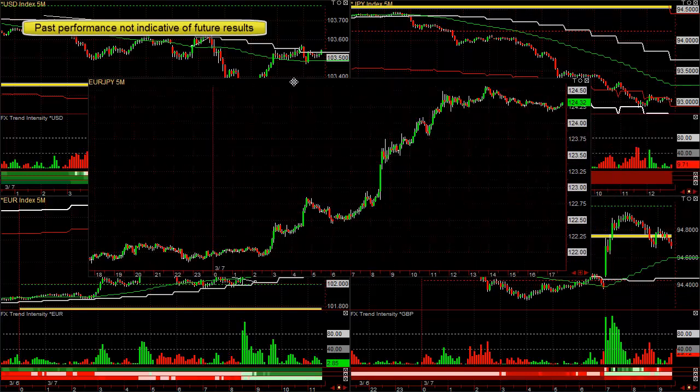The euro yen at 4:30 was an excellent one to be looking for buys. You can clearly see on this actual chart, it's going up. It's got a nice little flag pattern right here, and it went up about 35 pips here, and then you got a pullback.